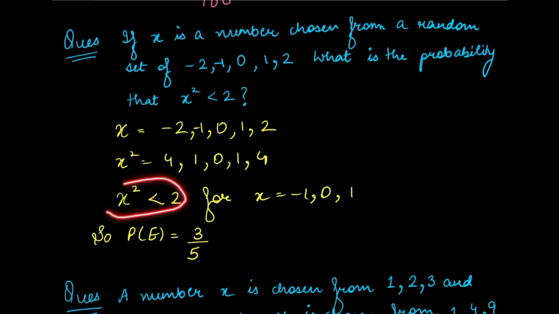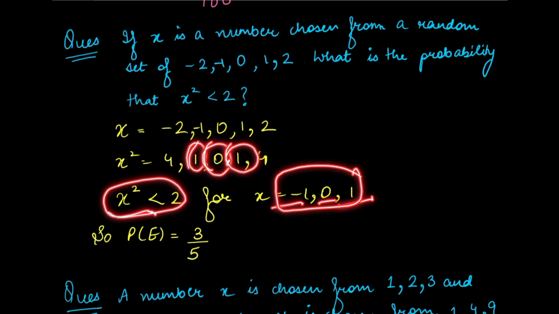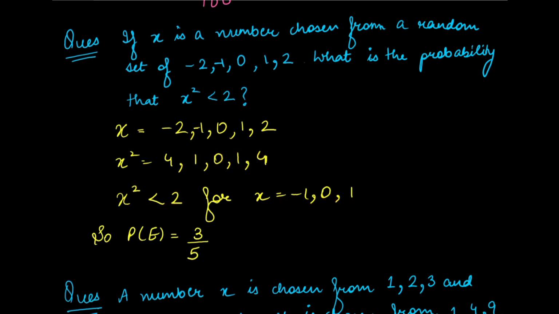Now x square should be less than 2. What are the numbers where x square is less than 2? They are -1, 0 and 1. The square of these numbers is less than 2. So the probability is 3 divided by 5.